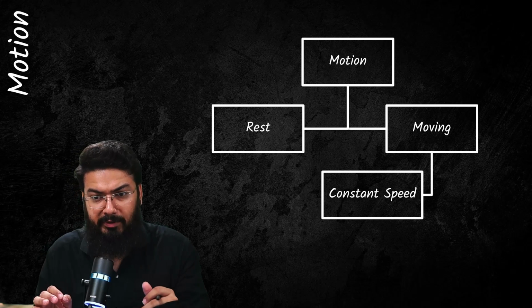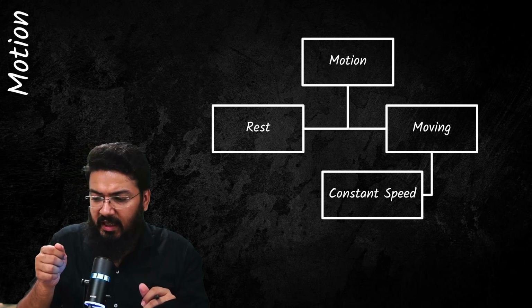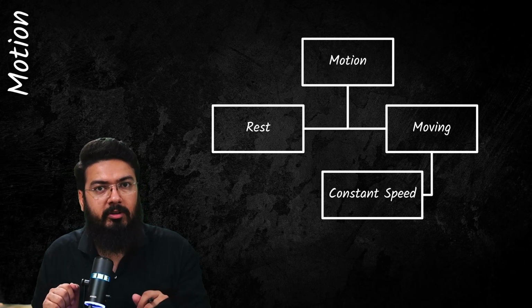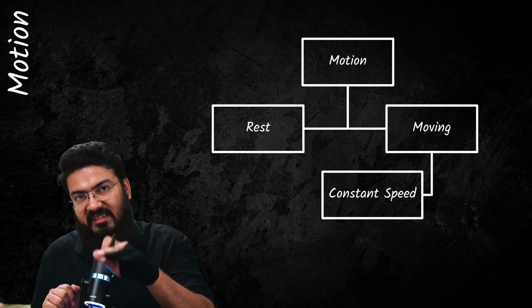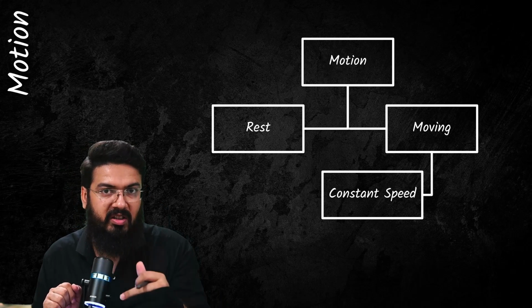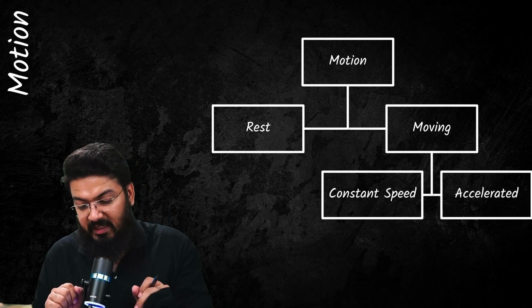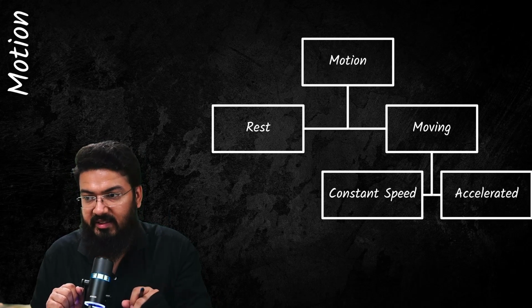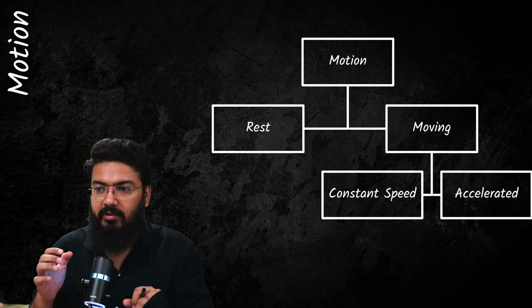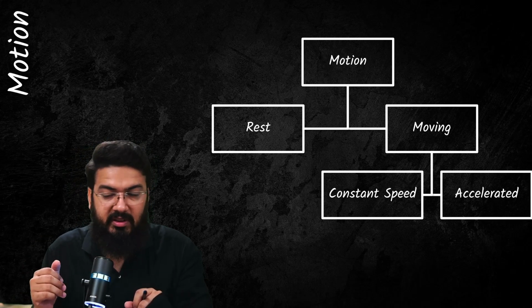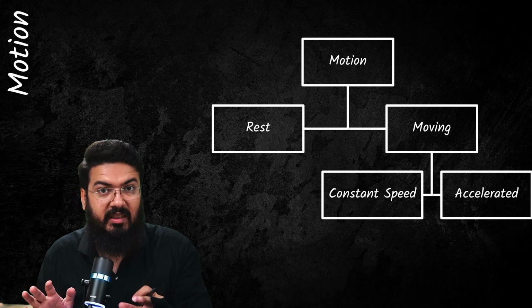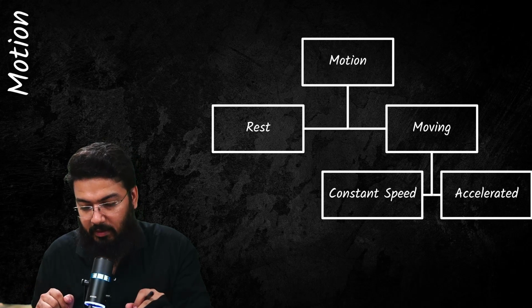So let's say, for example, you are in a car and you set the cruise control to 80 kilometers an hour. Now the car is going to move at exactly 80 kilometers an hour, not more, not less. That's what we call constant speed. But at the same time, your object could be accelerated as well. Accelerated means that either your speed's increasing or your speed's decreasing. So that's the types of motion that we have in our physics course.